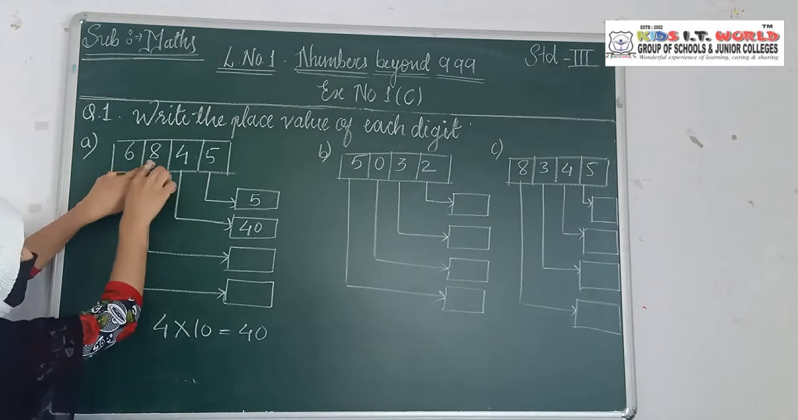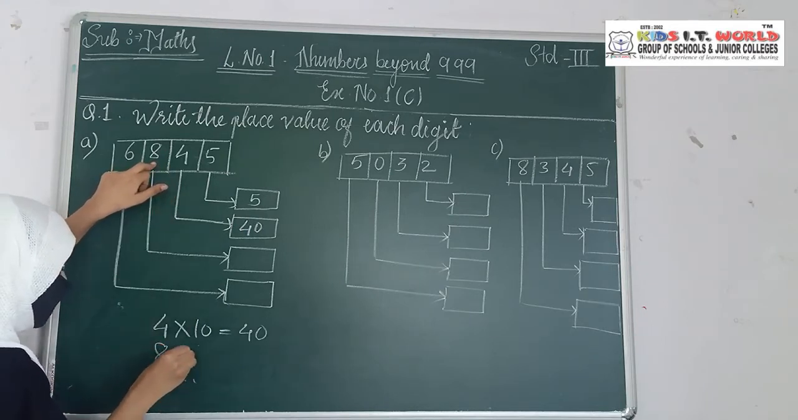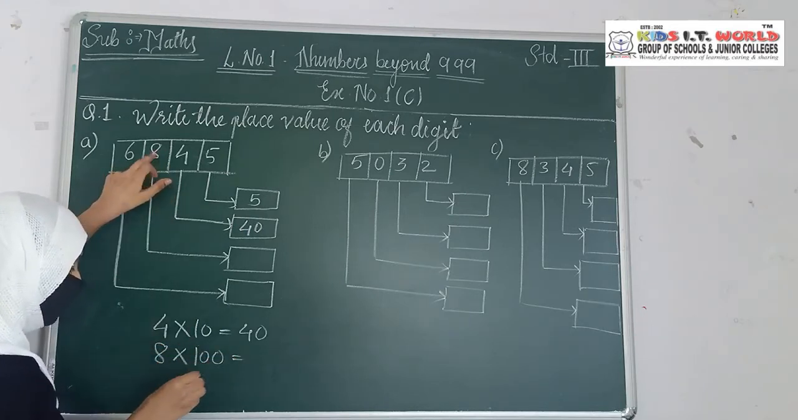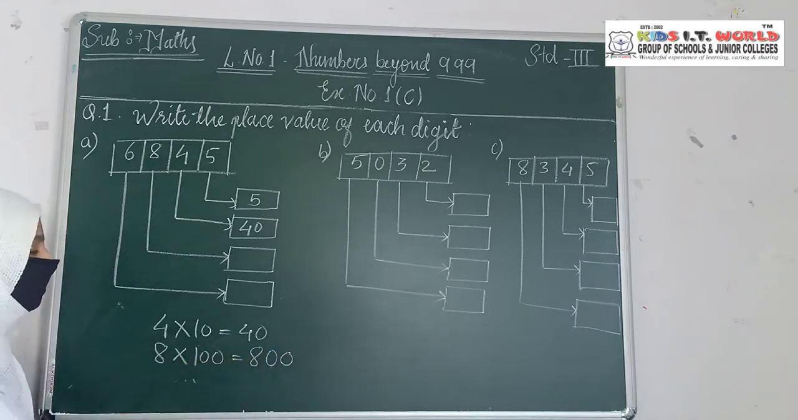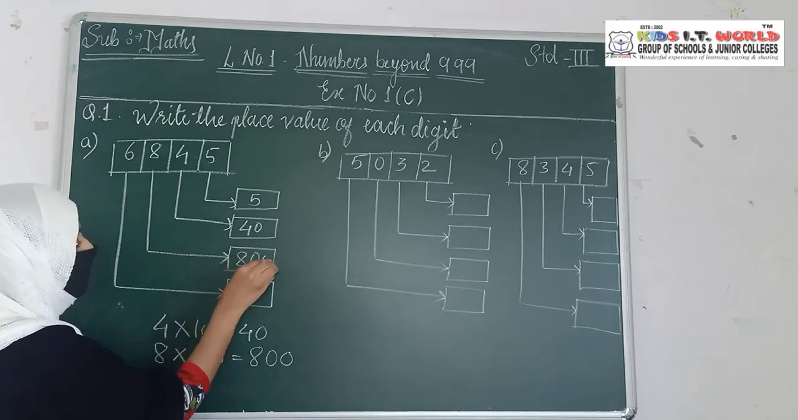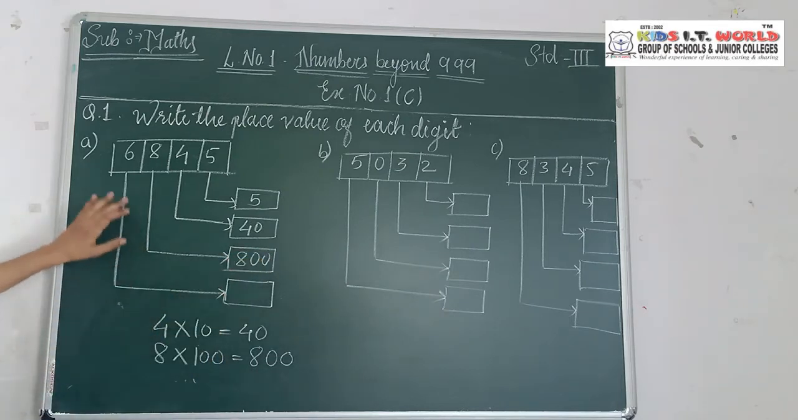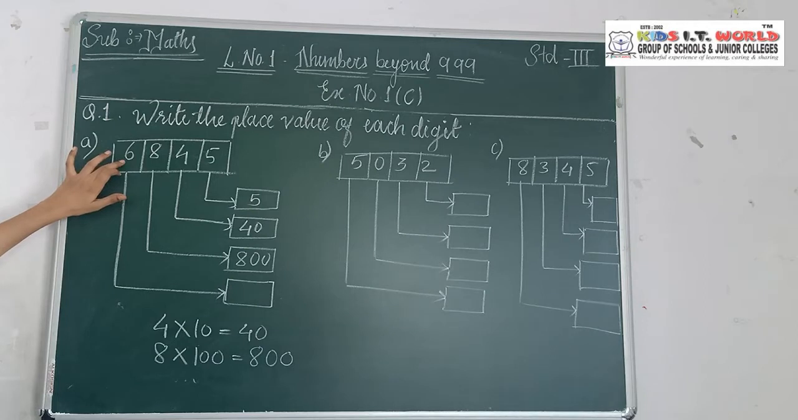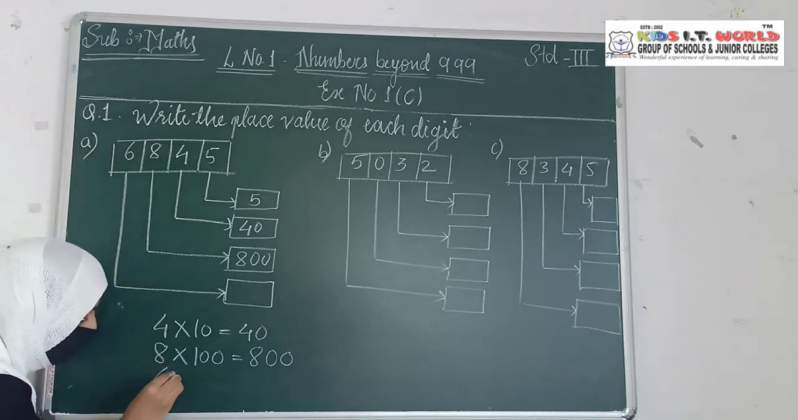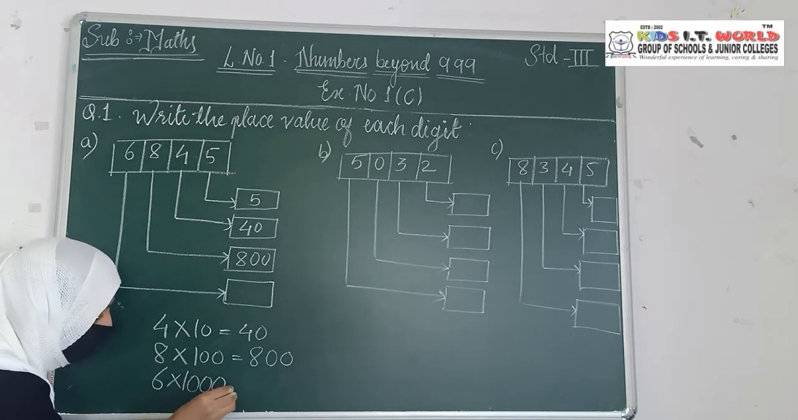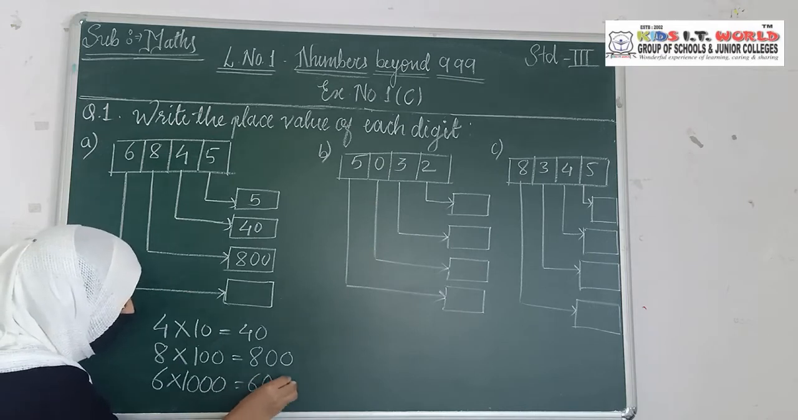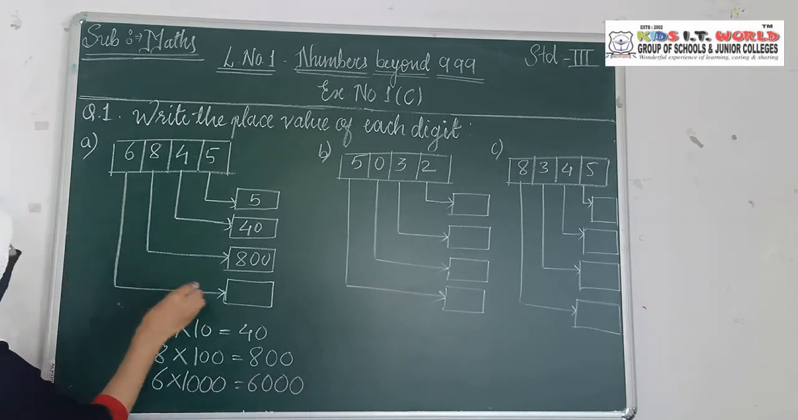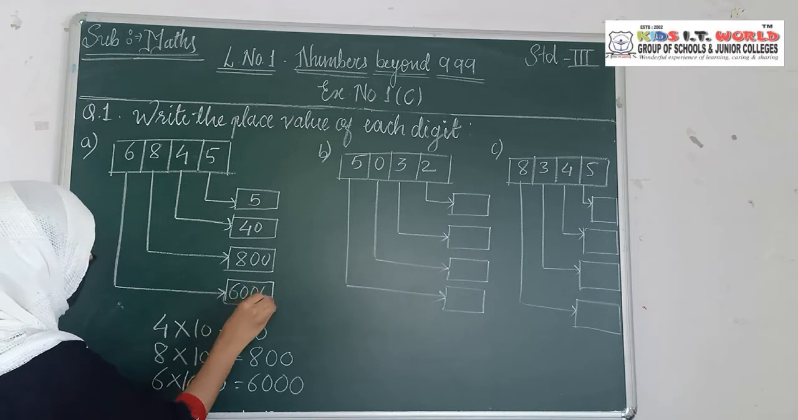Now it's 8. 8 is on the hundreds place. So we will multiply 8 by the 100. So 8 into 100 it is 800. So what is the place value of 8? It is 800. In the same way, for the 1000 you have to do the same process. For the 6, its value is 1000. So multiply the 6 by the 1000, so you will get 6000. So the place value of 6 is 6000.